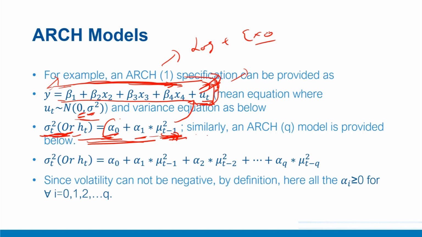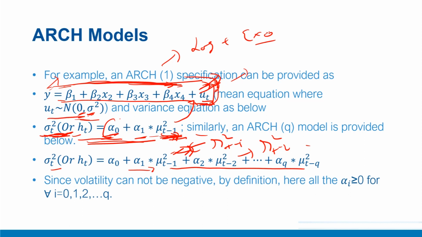In similar manner, we can think of ARCH-Q specification as sigma square t, which is dependent on previous Q periods' innovations or residuals or information shock in squared form. So many times when residuals are not available, we tend to use returns to proxy these residuals directly. For example, I could use r square t minus 1 to proxy mu square t minus 1, or r square t minus 2 as mu square t minus 2. This we have done in the previous numerical example, if you recall.